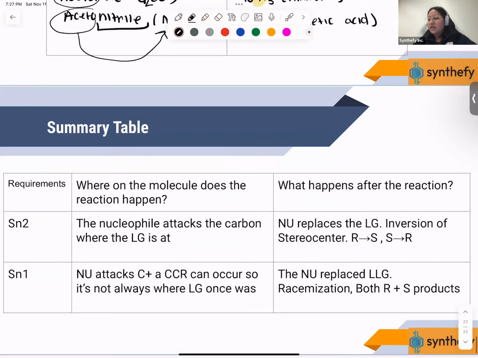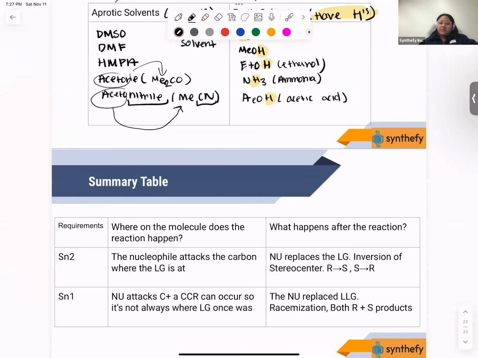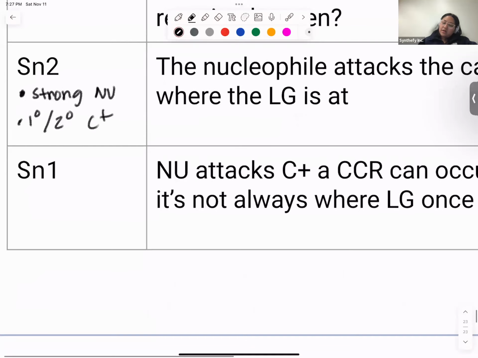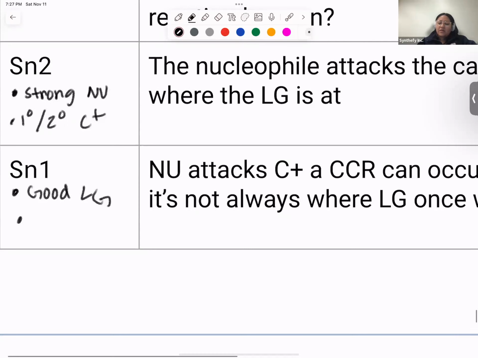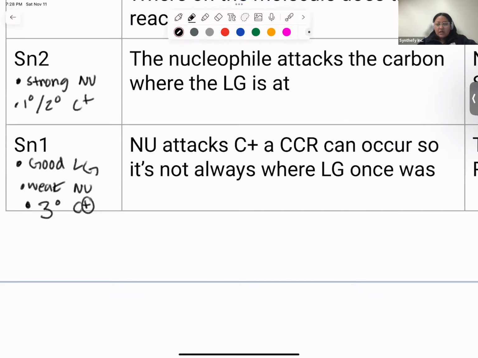So let's look at a summary table right here. Requirements for an SN1 reaction, really quick: weak nucleophile, and a carbocation. For an SN1 reaction, you have to have a good leaving group because you're dealing with a weak nucleophile. And again, SN1 reactions will happen with a C plus, that's a tertiary.